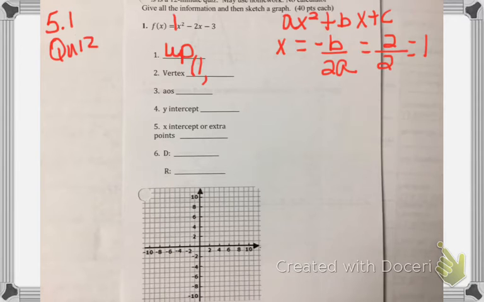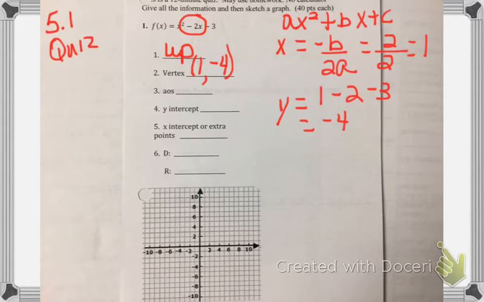To find the y value, you plug into this equation. y equals, everywhere you see x, you plug in 1. So that's 1 squared is 1. Negative 2 times 1 is a negative 2. And then minus 3. So 1 minus 2 is a negative 1, and a negative 3 is a negative 4. So your vertex is 1, negative 4.